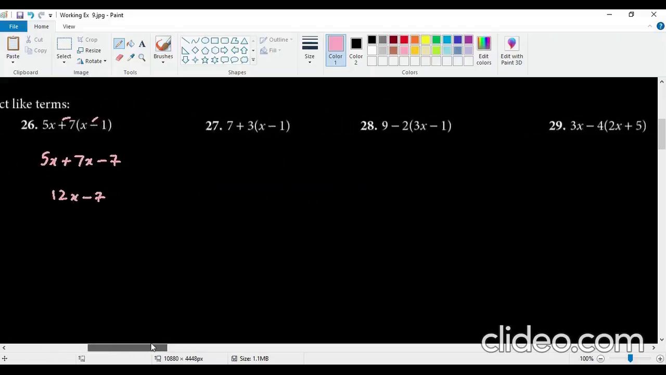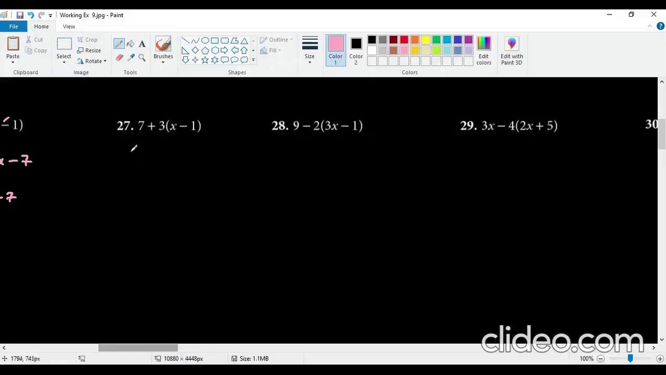When it comes to question number 27, in here 3 plus 3x and plus minus is going to give you a minus. 3 times 1 is a 3. That means I will write 7 minus 3 first and plus 3x. 7 minus 3 is going to give you a 4 plus 3x as an answer for question number 27.